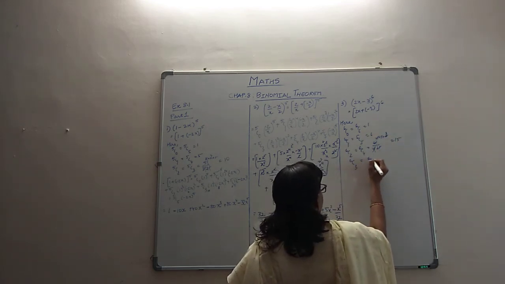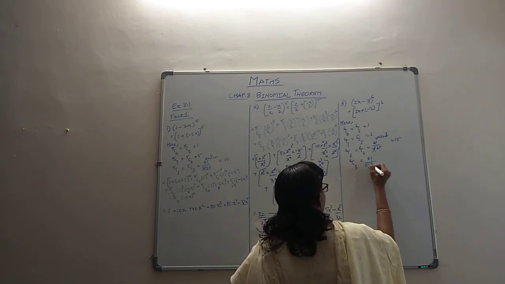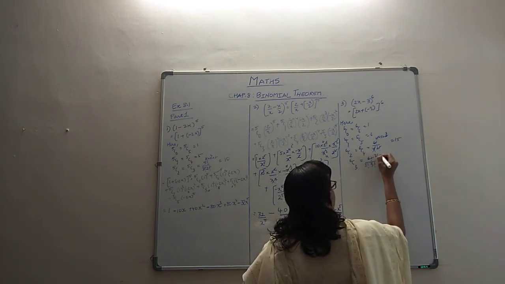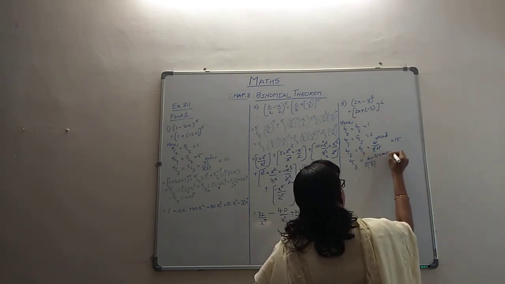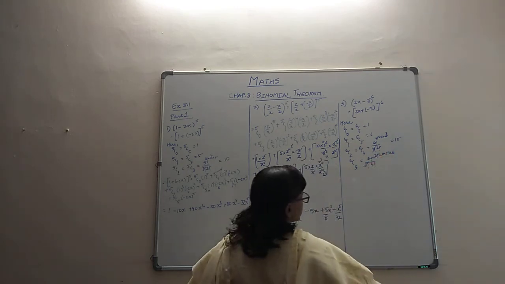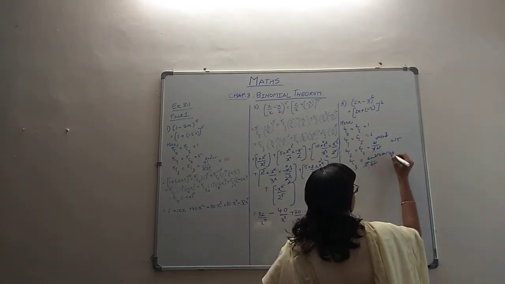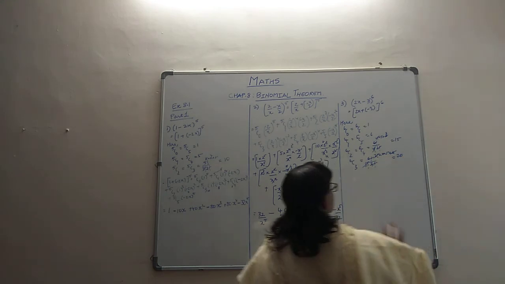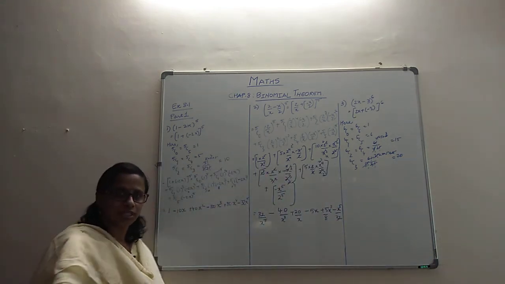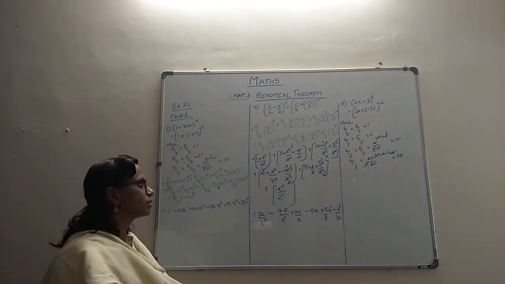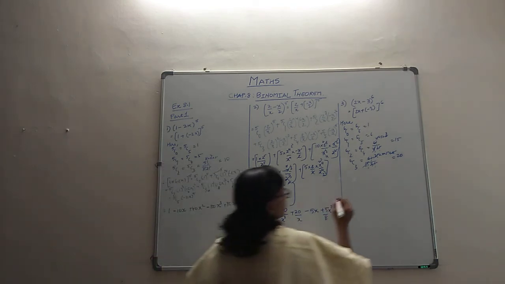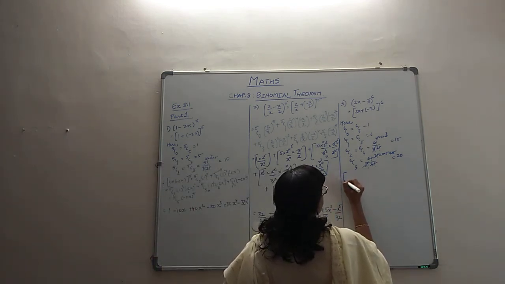6c3 is 6 factorial by 3 factorial into 3 factorial. This is 3 factorial into 4 into 5 into 6. 3 factorial can cut, and this is 6 actually. So that can cut, 20. 3 factorial is 2 into 3, 6. Like that you can have the 6 cut. So these are the things. Now let's see the expansion.